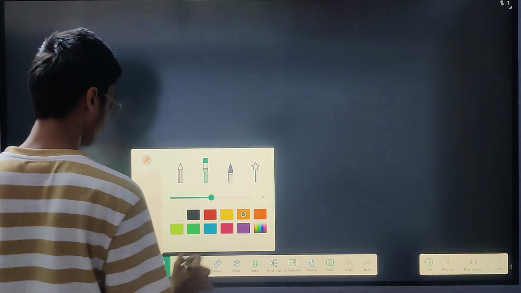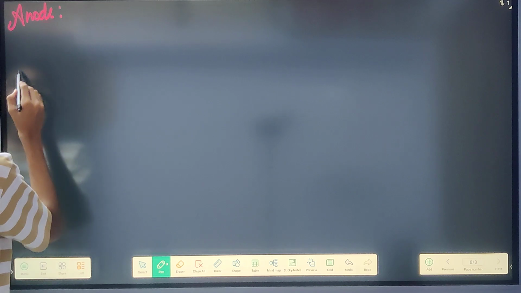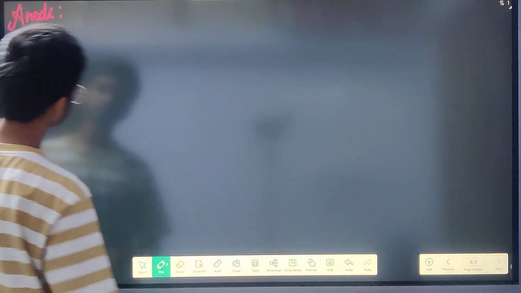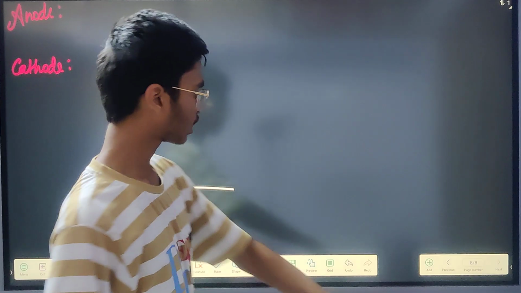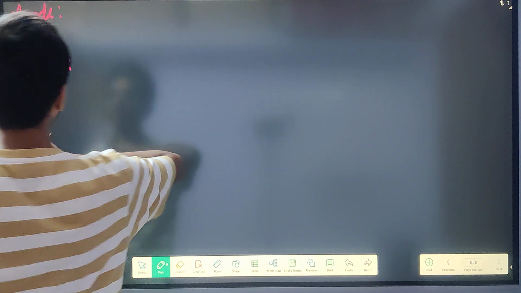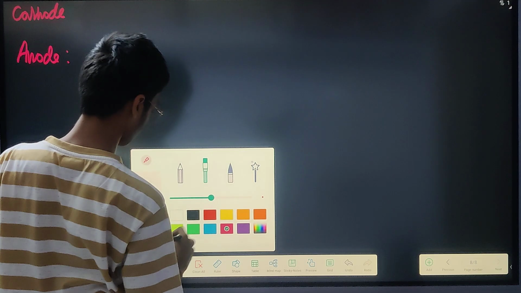Next is anode. In anode what will be happening? In cathode what will be happening? In anode, so in anode 2H2, sorry, first always cathode is written. Then when the anode is written, it is written in the opposite way. First cathode, then anode is written.